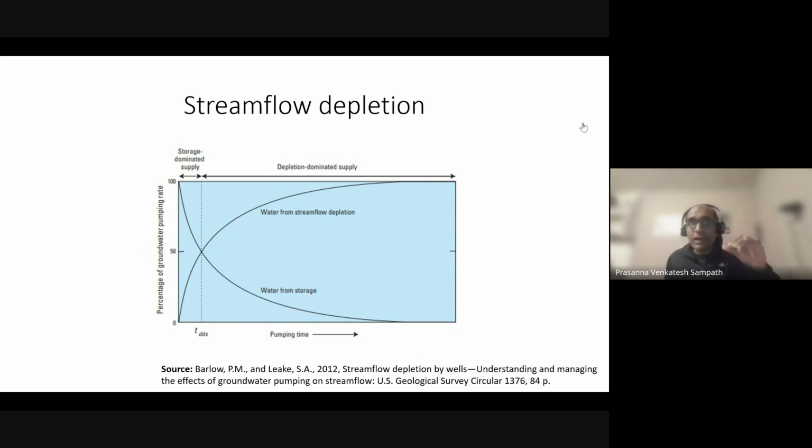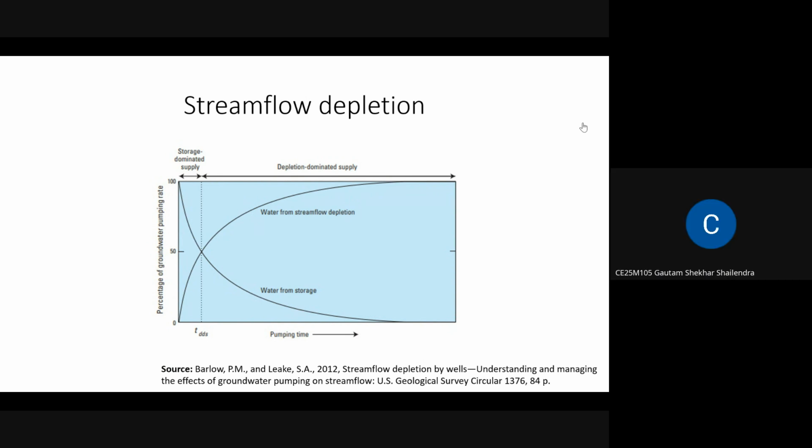It doesn't mention hours, days, whatever. Whether it is hours or days or weeks or months depends on the size of your watershed, the rate of pumping, and the properties of the aquifer, like I was saying. That T by S, the hydraulic diffusivity, depends on the distance of the pumping well from the river. It depends on how much pumping is happening, for how long the pumping is happening, and the properties of the aquifer.